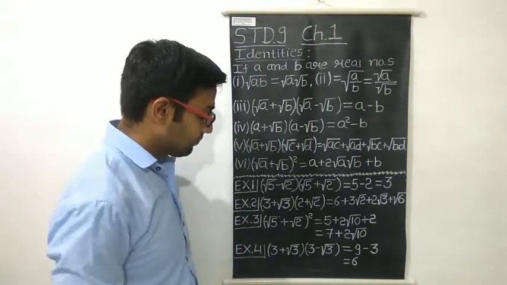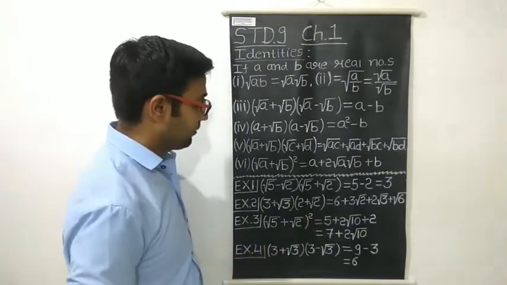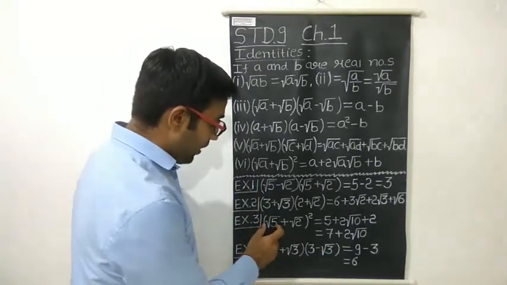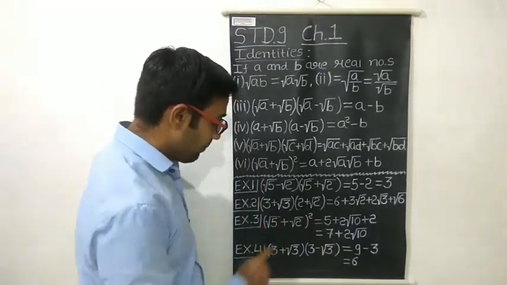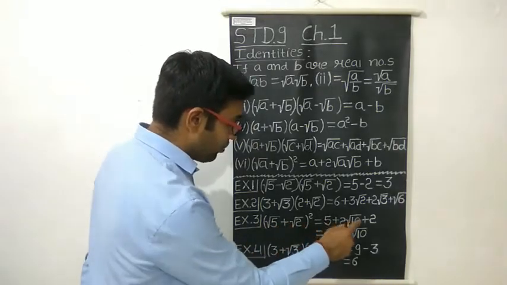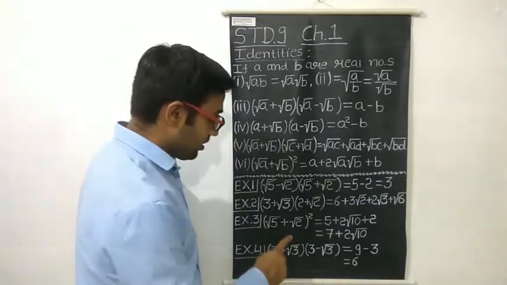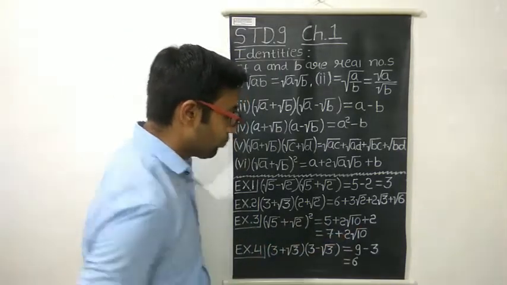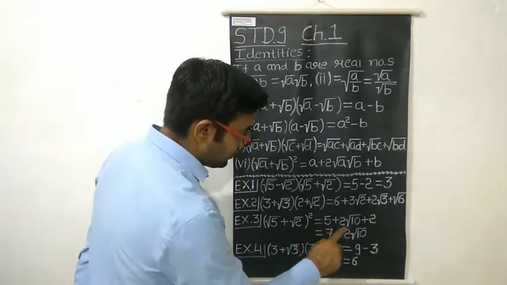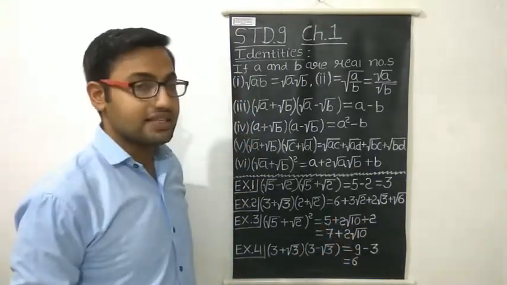Now the third one is under root 5 plus under root 2, whole square. So we have to use this sixth identity. Square of the first term, that is 5, plus 2 into first term into second term, that is 2 root 10, and the third term, that is root 2 square, that is 2. So we can add 5 plus 2, which gives us 7, and this 2 root 10 remains as it is.